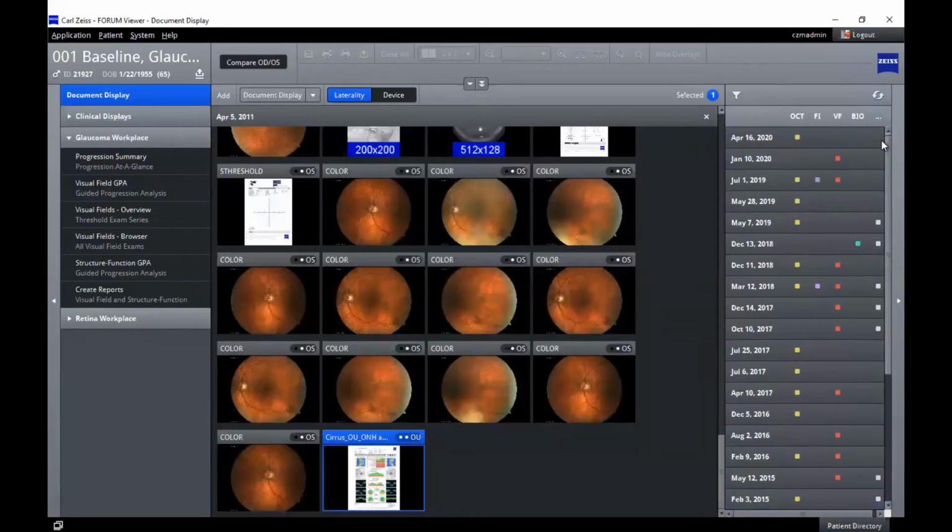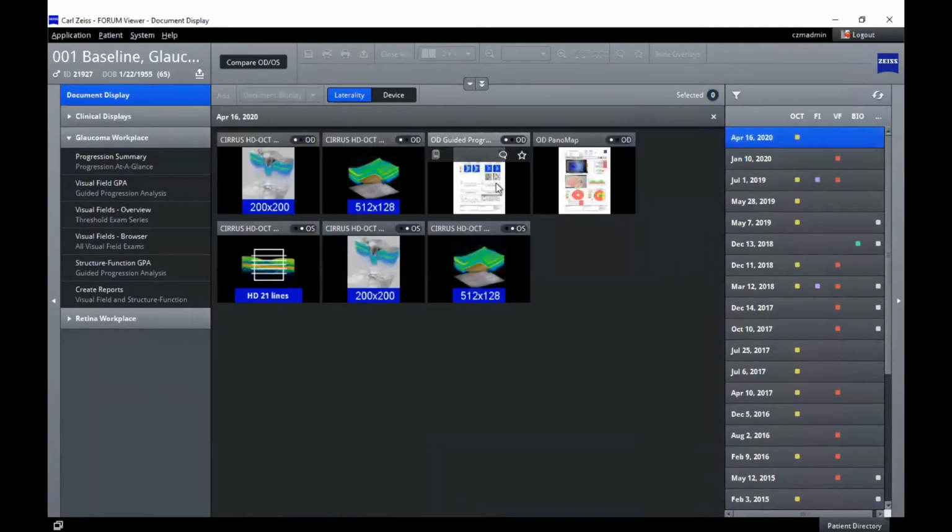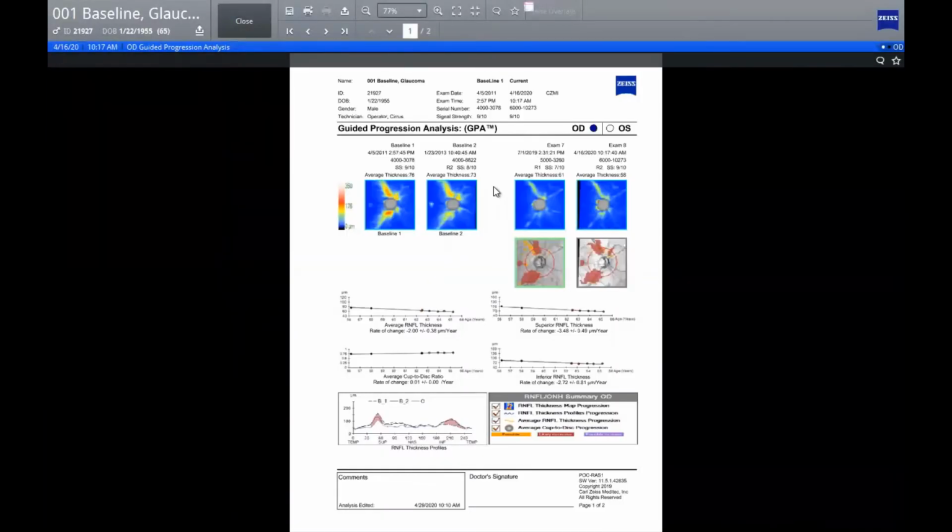If we go back up to the top, we can see some more analysis and reporting that was done here, where here's your progression analysis that you're used to seeing. It doesn't show all of the nerve scans that have been done. It's just showing your baseline 1 and 2, and then your last 2 exams, which we can see here are recent, within this last month.